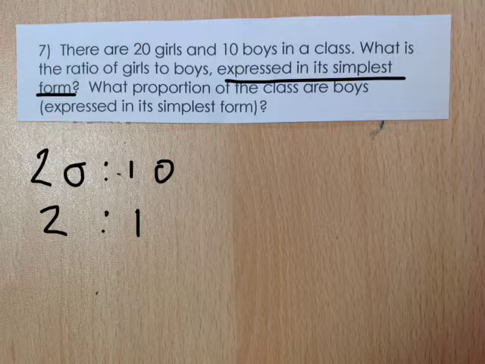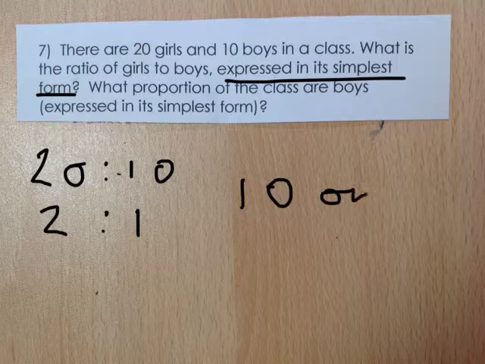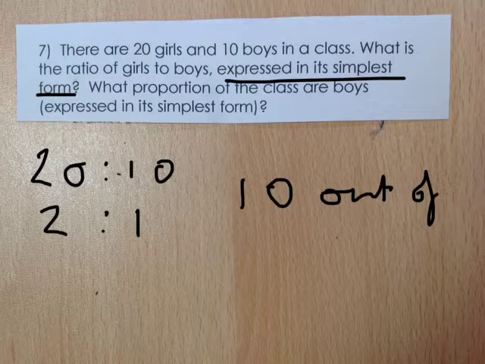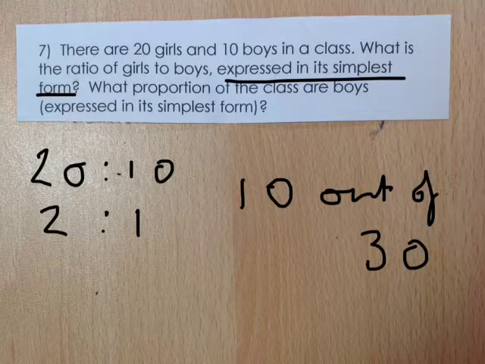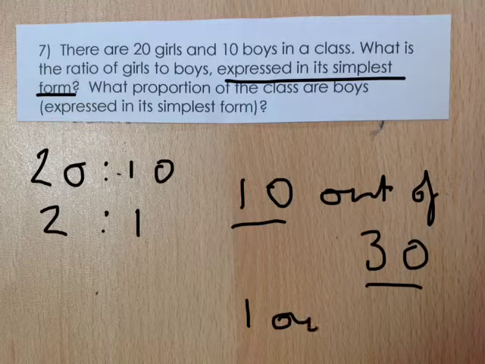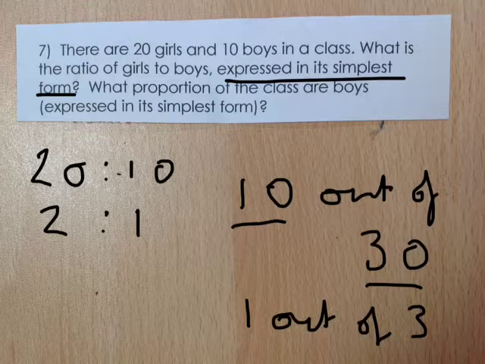Sorry, what proportion of the class are boys? So you could say 10 out of, well, it's not 10 out of 20, is it? It's 10 out of 30. Again, to simplify that to its simplest form, find a common factor for 10 and 30. Could be 2, that would be 5 out of 15. But actually, 10 is a common factor, isn't it? 10 divided by 10 is 1. So 1 out of 3 would be the proportion expressed in its simplest form.